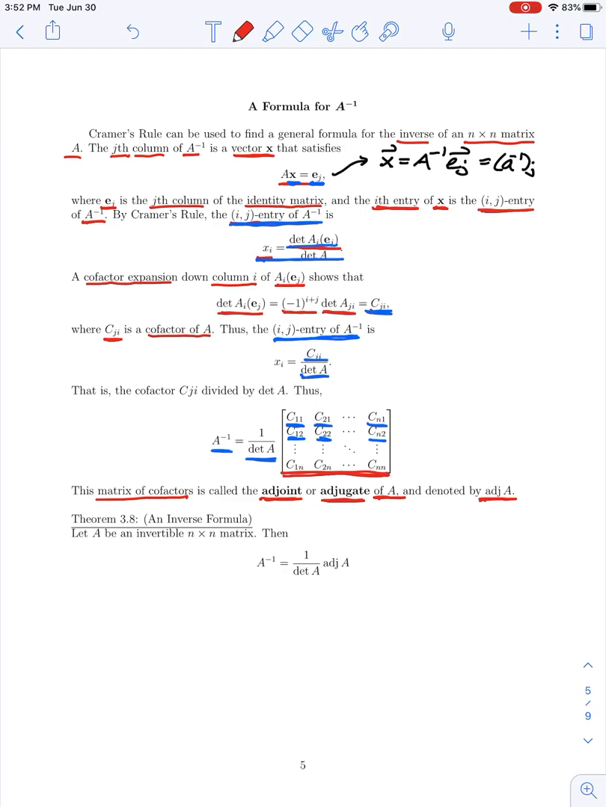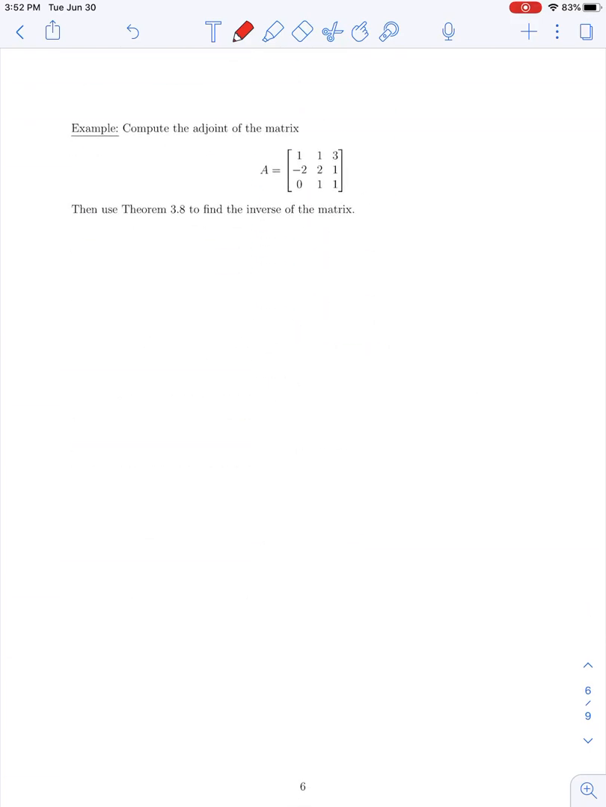All right. So this results in the following result. Theorem 3.8 from your textbook is an inverse formula for an invertible matrix. So if A is an invertible square matrix, then the inverse is given by 1 over the determinant of the matrix times the adjoint of A. All right. So let's look at an example making use of this new formula for an inverse matrix.